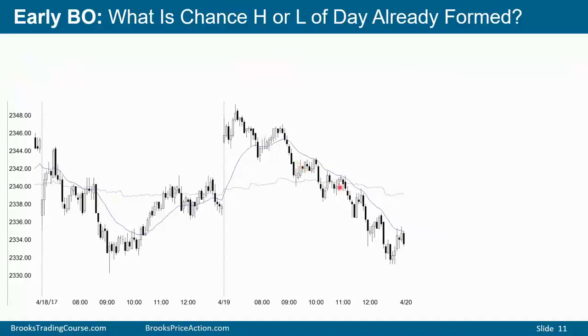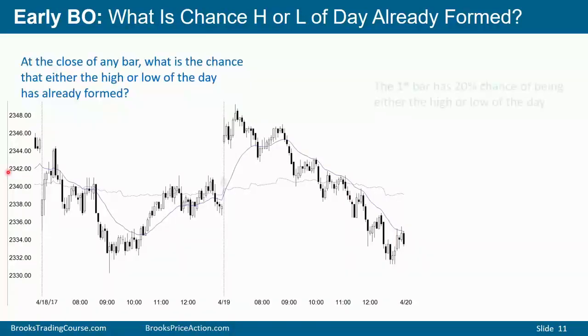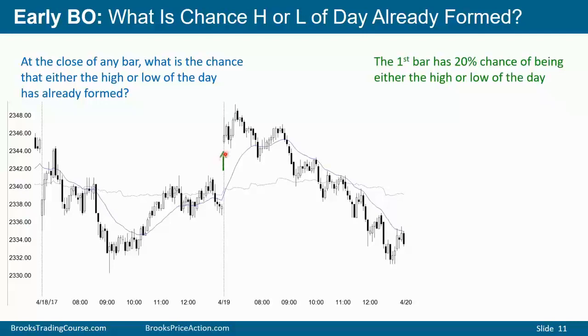At any given bar on the day, what's the chance that you've already seen the high or low of the day? This is the E-mini chart. It has 81 bars in the day session on a 5-minute chart. At the close of the first bar, there's a 20% chance that the first bar will remain the low of the day, and a 20% chance that it is the high of the day. By the time the bar closes, you don't know which it'll be, but there's a 20% chance it'll be the low and will go up, or the high and will go down.